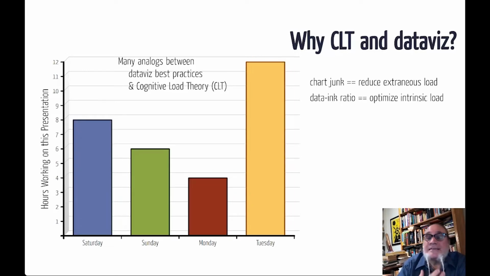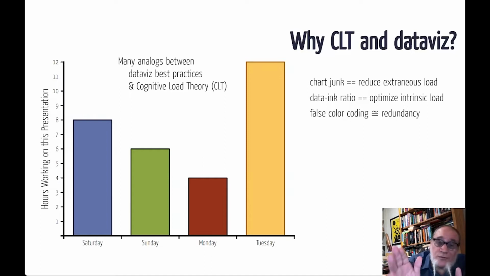Then there's the data to ink ratio. In addition to reducing flare, Tufte said every bit of ink, or pixels in our case, that's being used in data visualization should go directly towards conveying the data. Now, that's not always true, but it is a good rule of thumb. And in CLT terms, that's optimizing intrinsic load.